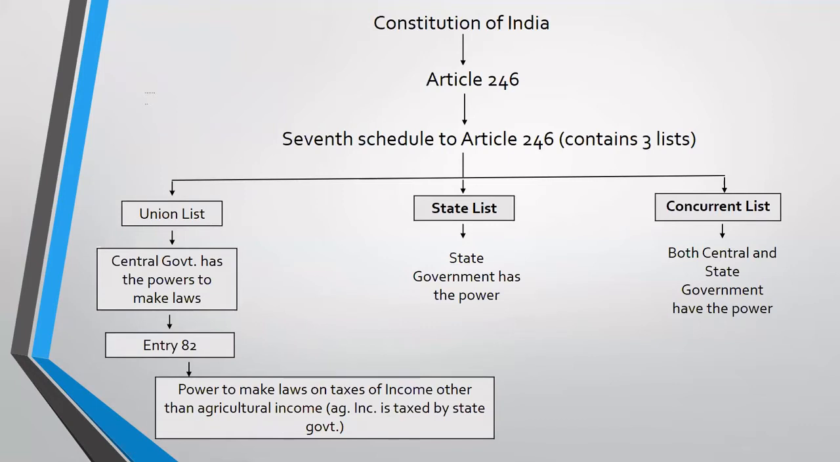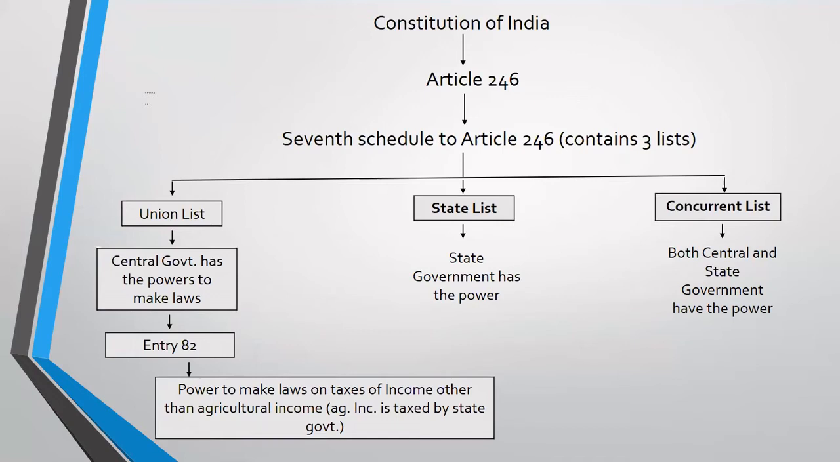The Constitution of India, Article 246 of the Constitution of India, and 7th schedule to Article 246. It has three lists: the union list, the state list, and the concurrent list. The state list is where the state government has the power to make the rules, the laws. The concurrent list is when both the central and the state government have the power to make the rules and laws. The union list is where the central government has the powers to make laws.